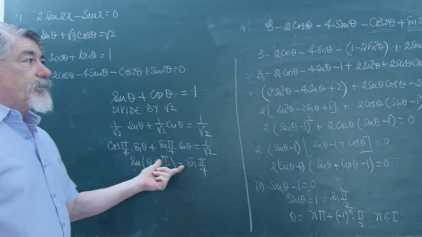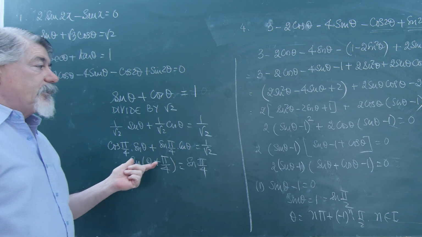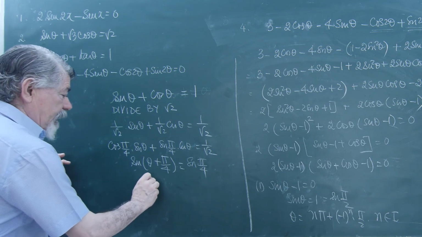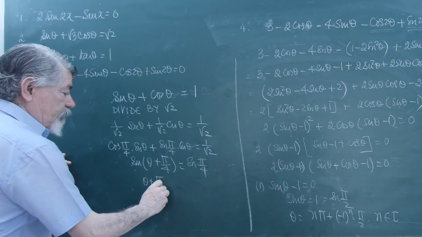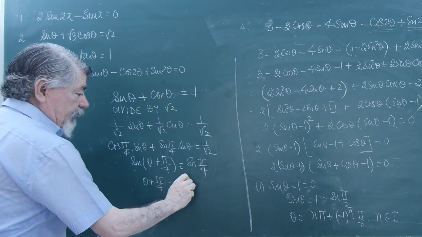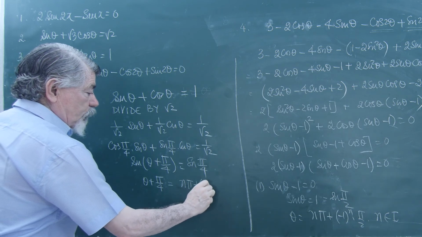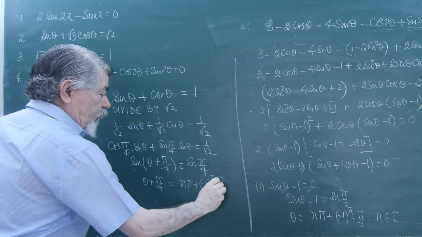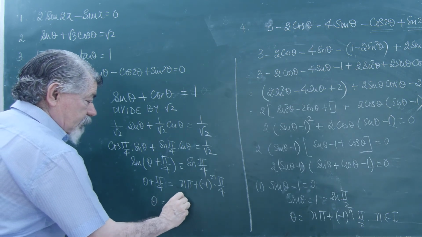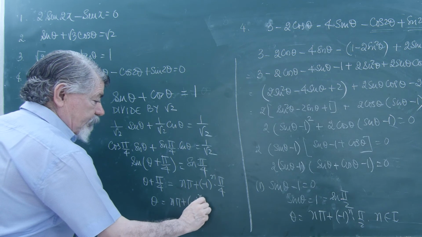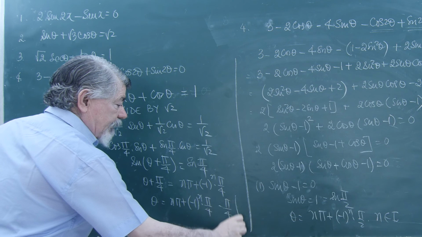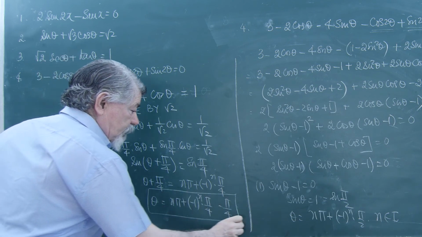Now sin theta is equal to sin alpha. So what are we going to do? Theta plus pi by 4 is equal to what? Is equal to n pi plus minus 1 to the power n pi by 4. So theta will be n pi plus minus 1 to the power n pi by 4 minus pi by 4, where n belongs to set of natural numbers.